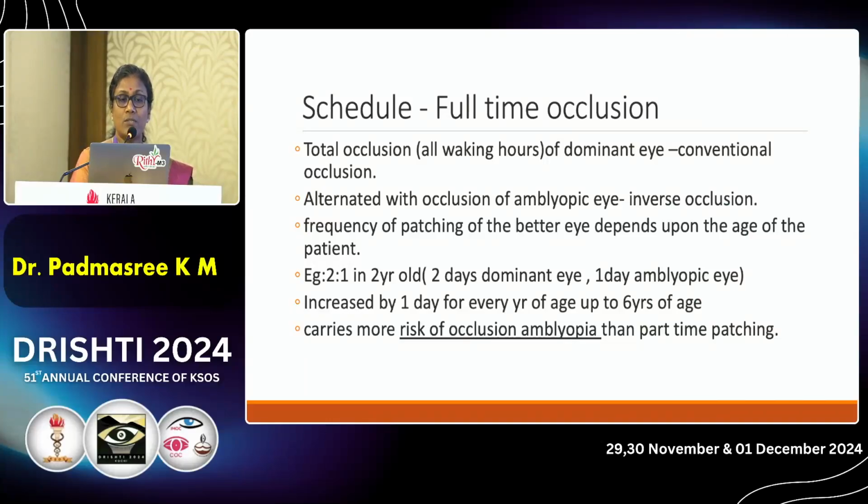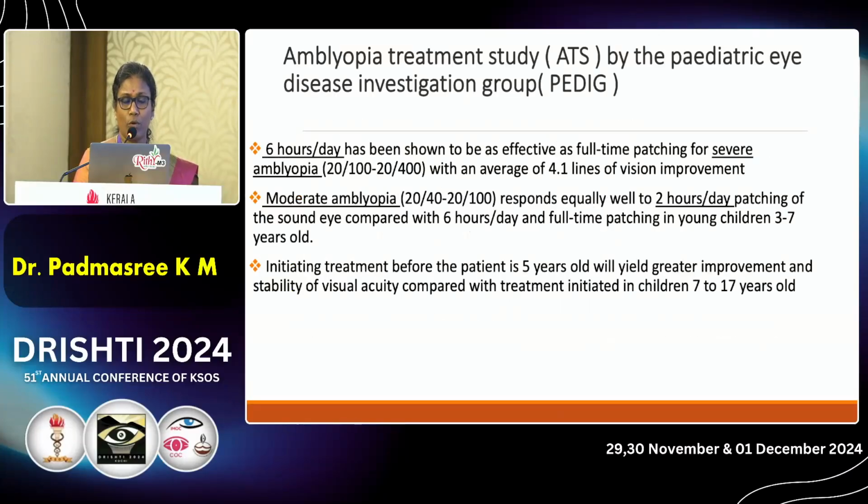Full-time occlusion is total occlusion of the dominant eye alternated with occlusion of the amblyopic eye. The frequency of the patching depends upon the age of the patient. Example, if the child is 2 years old, it is 2:1. That is 2 days of dominant eye followed by 1 day of amblyopic eye. This kind of occlusion has got the risk of occlusion amblyopia, so you have to carefully follow up.